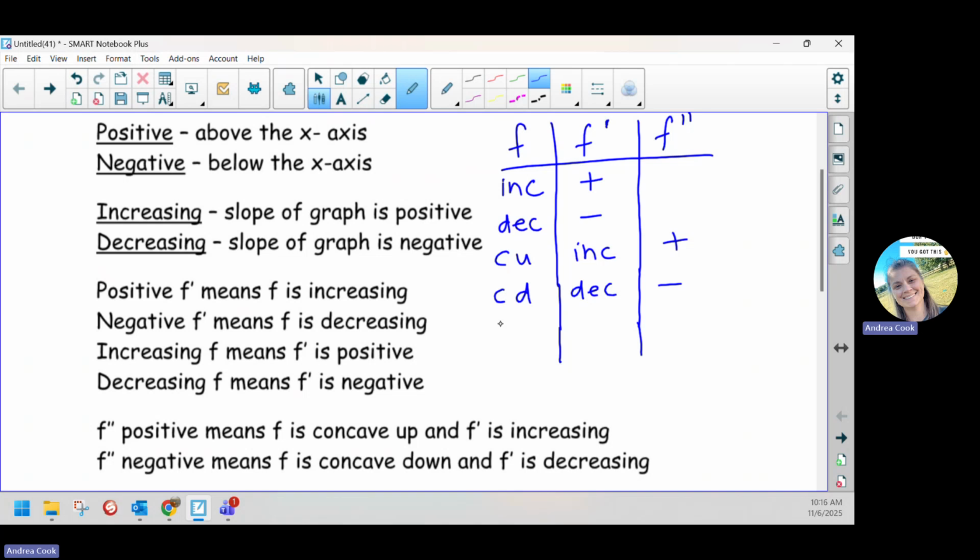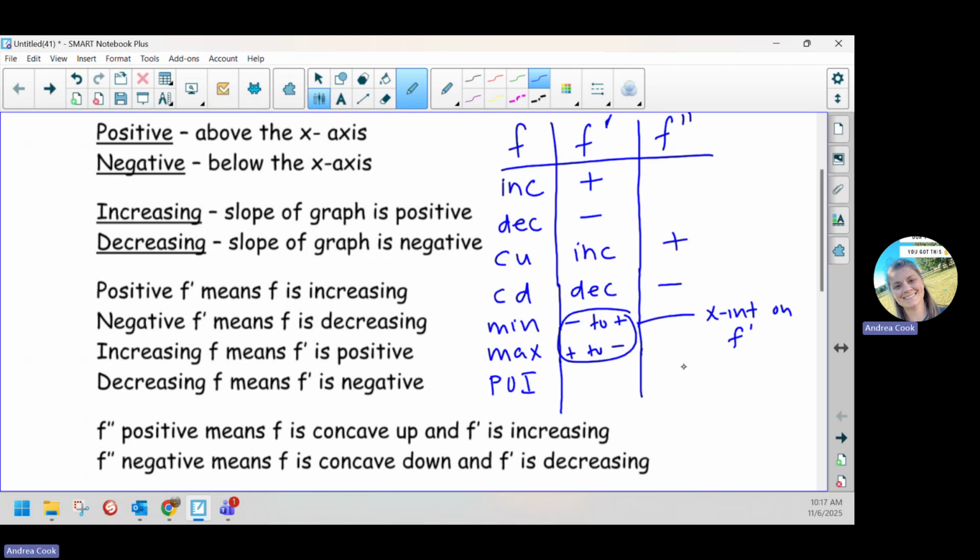I'm also going to add a min, a max, and a point of inflection to our table. So if we have a min, f prime is going from negative to positive. So that's an x-intercept on f prime. A maximum, f prime is going from positive to negative. So again, it's another x-intercept. So those are x-intercepts. Just going to put a little note, x-intercepts on f prime.